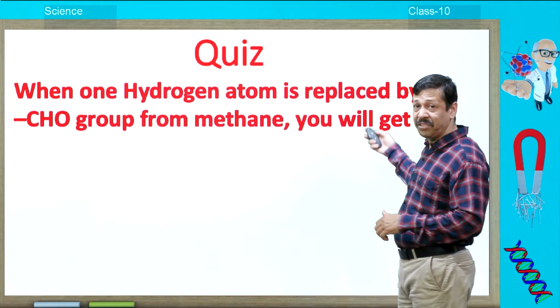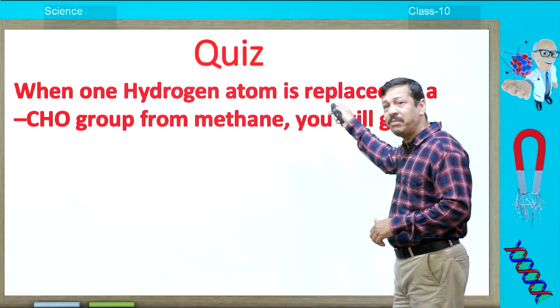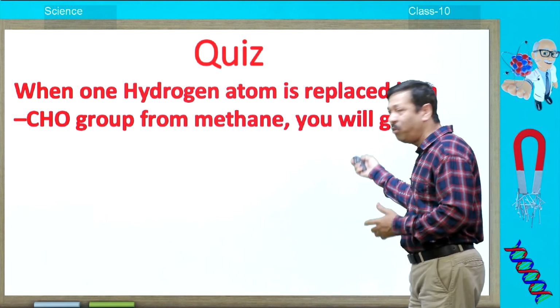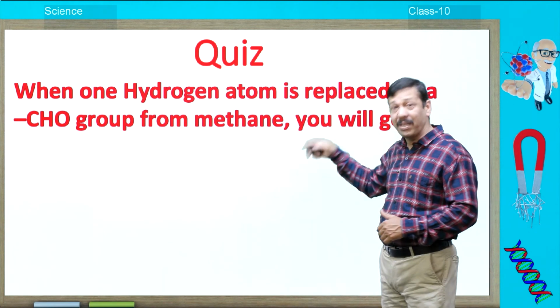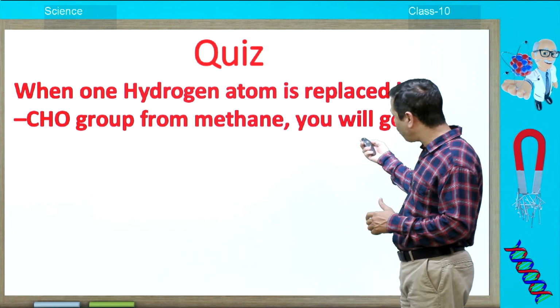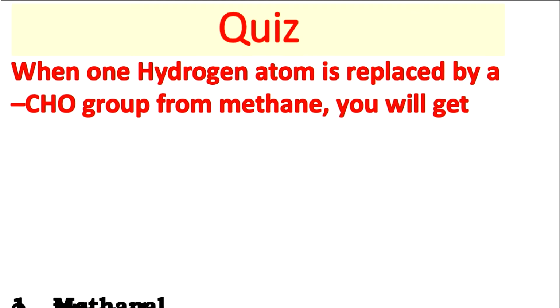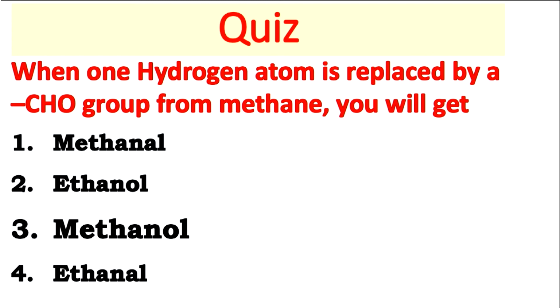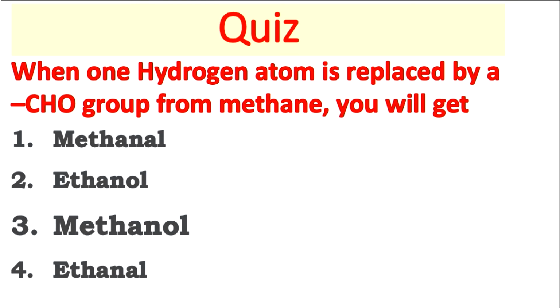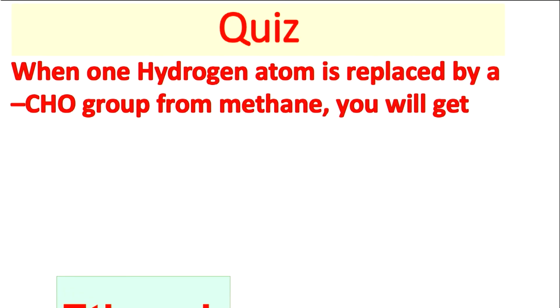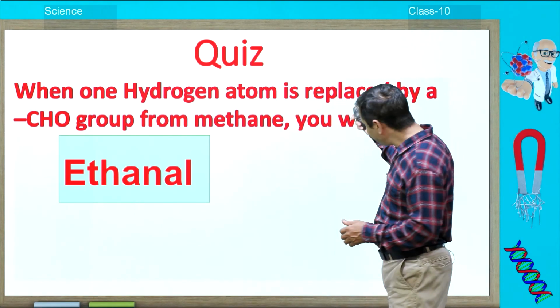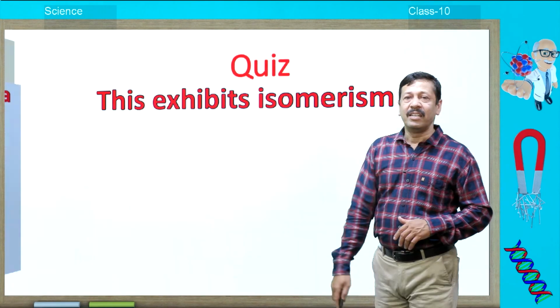Now the next question is, when one hydrogen atom is replaced by a CHO group from methane, you will get what? Your options are methanol, ethanol, methanol, ethanol. Out of these four, what is your choice? See the answer. Yes, this is ethanol.